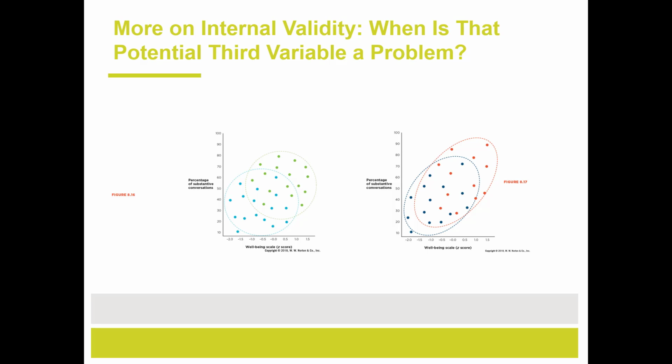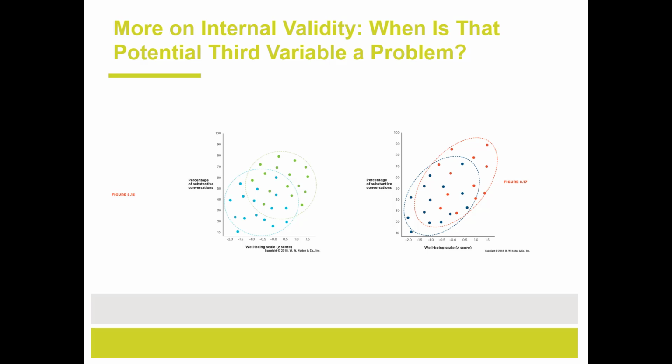Thus, the only reason deep talk and happiness are correlated is that well-educated people are higher on both of these variables. So education presents a third variable problem, and we refer to the relationship between deep talk and happiness as a spurious association, or one that is only present because of a third variable.